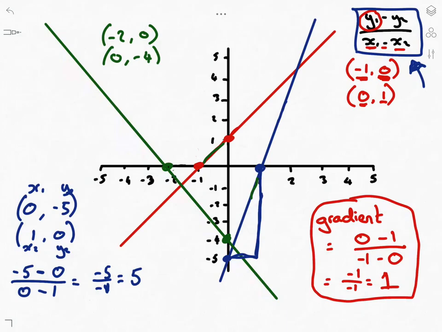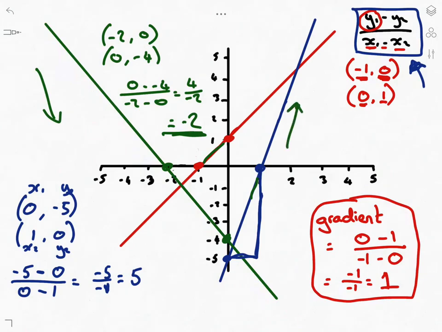Okay, so we just do our y1 is 0, take away minus 4, divided by our x1, which is minus 2, take away 0. So we get 0 take away minus 4 is a positive 4, minus 2 take away nothing. So we get 4 divided by minus 2, so the gradient is minus 2. So we can see when it's a negative gradient, the line goes down. When it's a positive gradient, like these ones, it goes up. So it's minus 2, let's check if we go across 1, we go down 2.